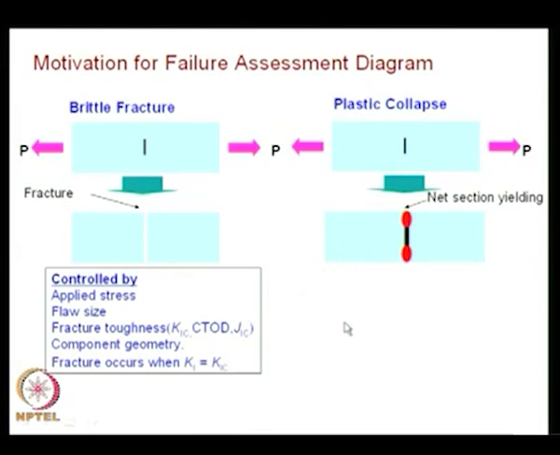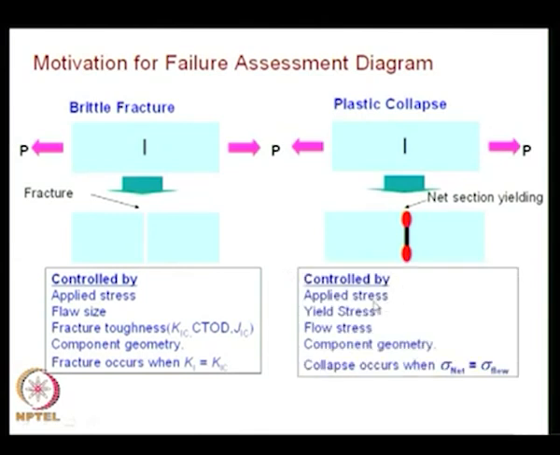On the other hand, if you go to plastic collapse, this is controlled by, again, applied stress, yield stress as well as flow stress. You have to look at plasticity literature to understand what the flow stress is. Component geometry also plays a role, and collapse of the structure would happen when the net section stress equals the flow stress of the material.